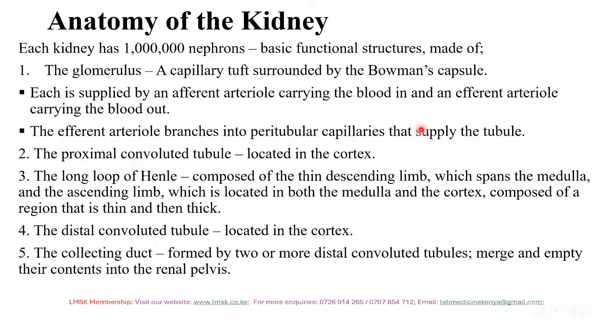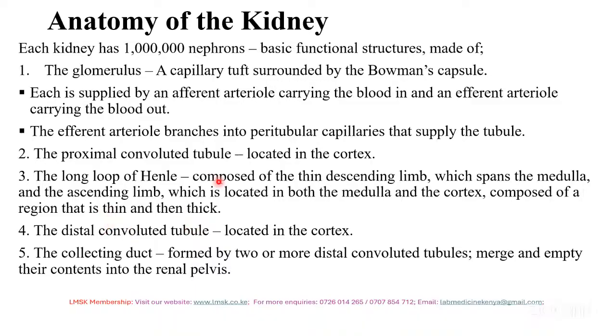And we shall be able to look at how this happens by the countercurrent exchange of materials along the loop of Henle. Then the proximal convoluted tubule is located in the cortex, as we've seen. Then there is the long loop of Henle, which is composed of a thin descending limb that spans the medulla and an ascending limb, which is thin and then thick, located both in the medulla and the cortex.